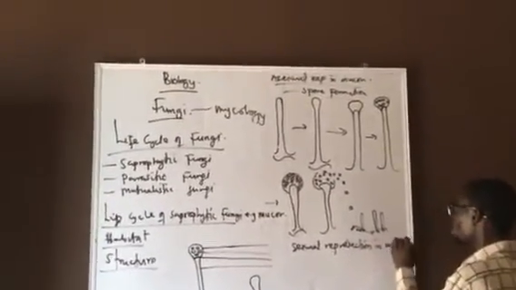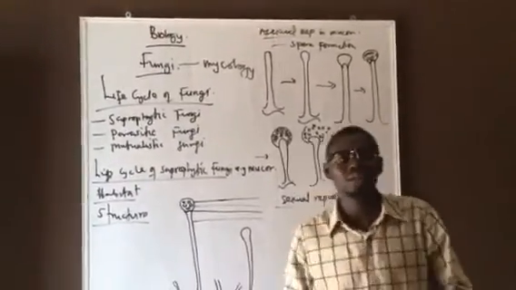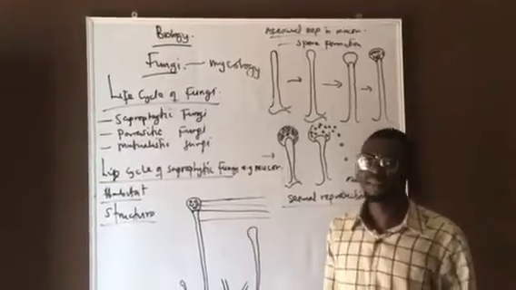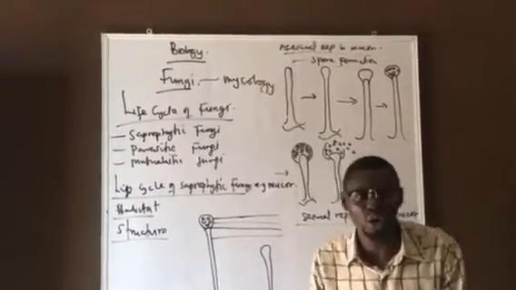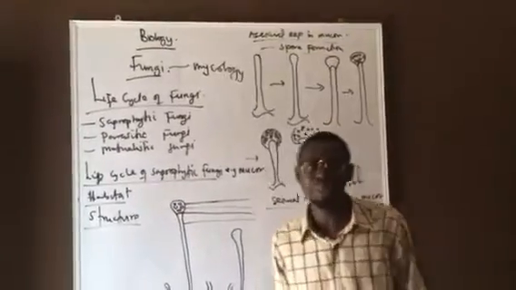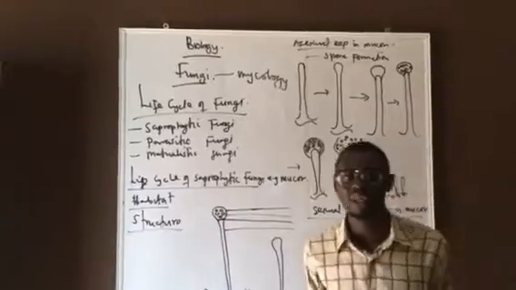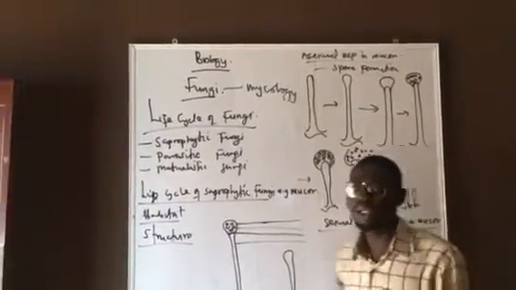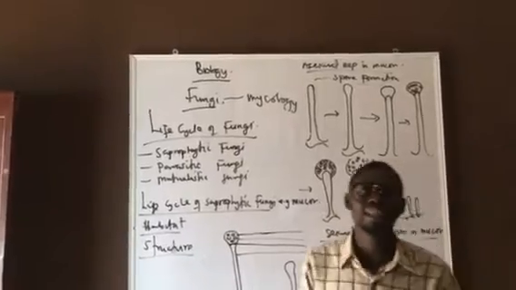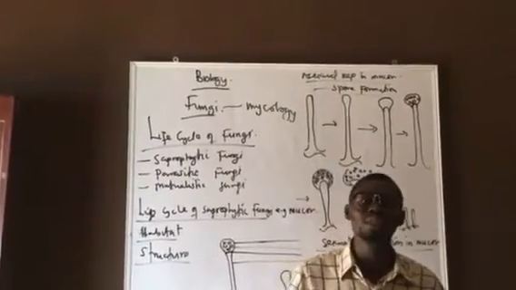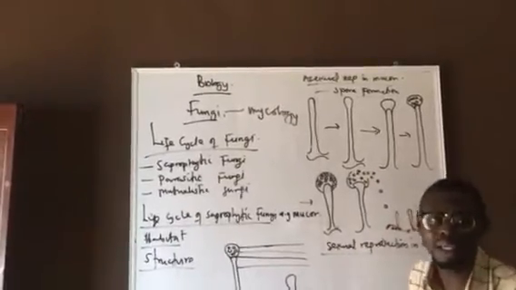Sexual reproduction doesn't just occur like that. It occurs under certain conditions, maybe in the culture media. In the culture media, we can have two strains of mucor, the positive strain and the negative strain. For sexual reproduction, there must be a condition called heterothallism. Heterothallism simply means that there is availability of two different strains. So let's say we have two different strains of mucor in the culture media.